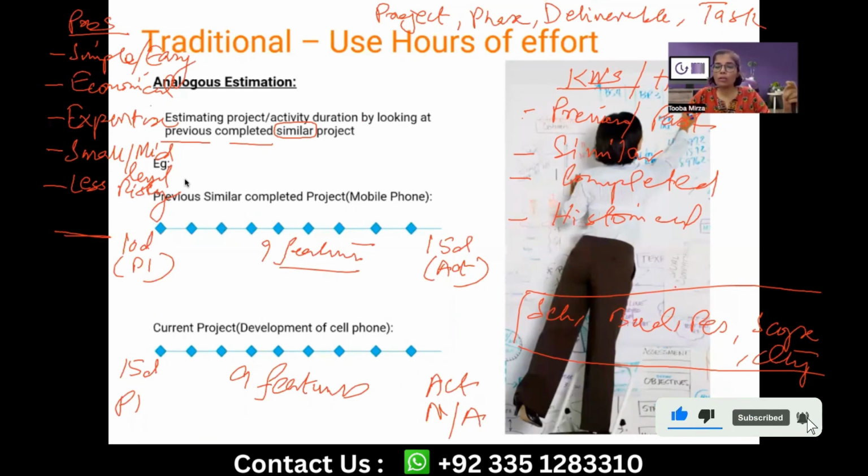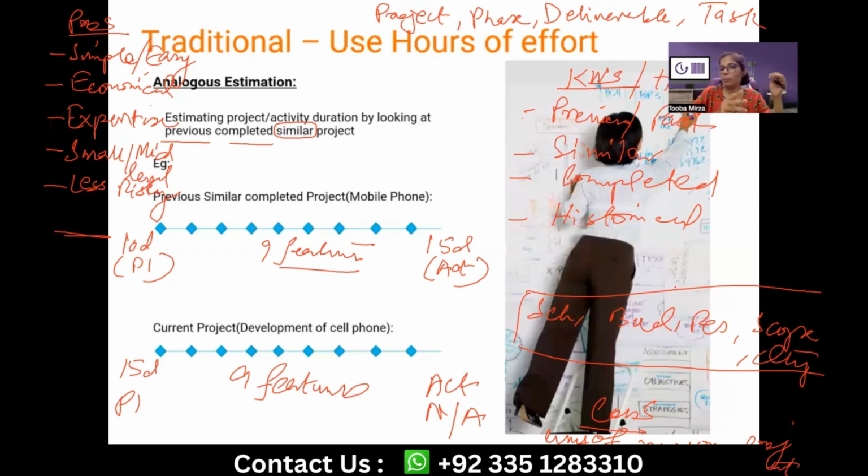What is the con side of this technique? Now let's talk about that. The con side is that if any of the major constraints is different, then this technique is going to fail. Be it applied at project level or phase level or deliverable level or task level, it is going to fail.